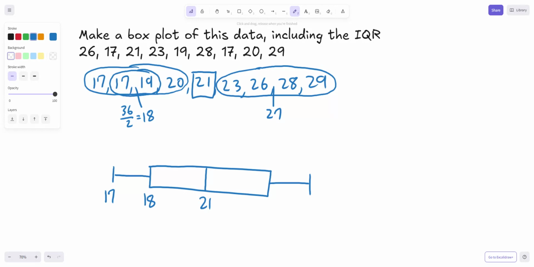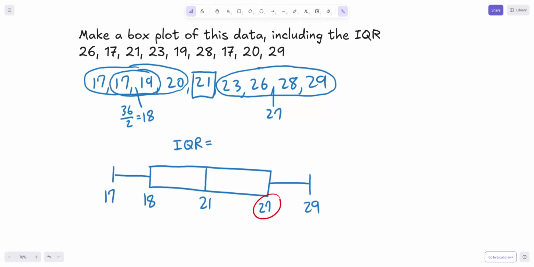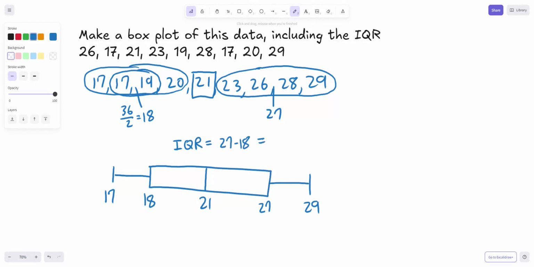So this is not drawn to scale, obviously, or else it'd be more spread out. But without a number line, we don't draw it to scale. Third or upper quartile is 27, and the maximum number is 29. And on top, I can put the IQR, the interquartile range. Again, this is the range of the third and first quartile, or how wide the box is. So this would be 27 minus 18, which is equal to 9.